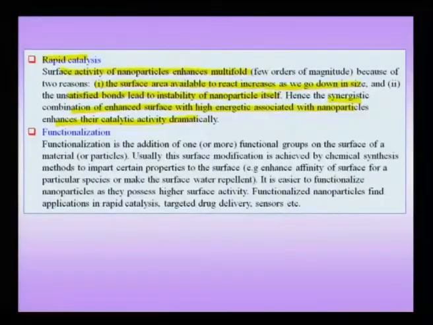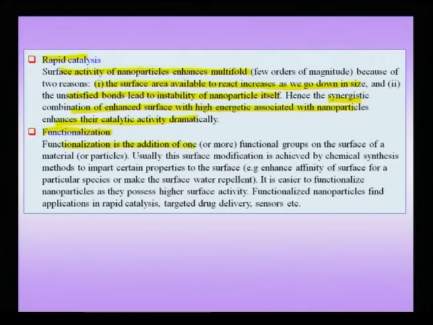We already have seen an example of how functionalization is very important, and this we saw in the case of taking a nanoparticle and functionalizing its surface, attaching, for instance, a drug molecule.